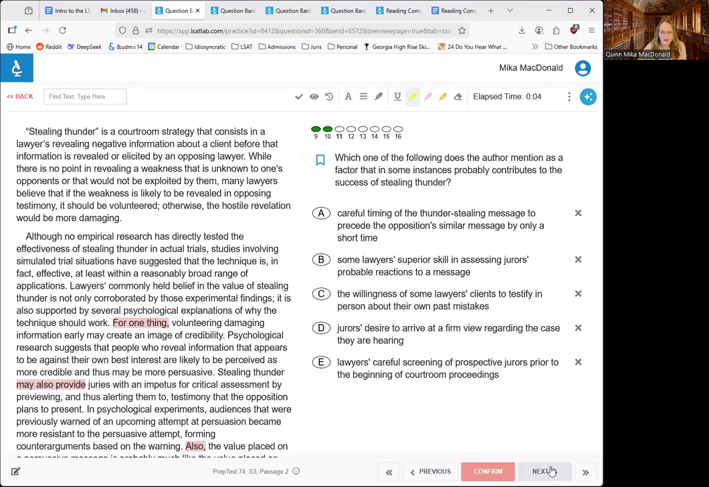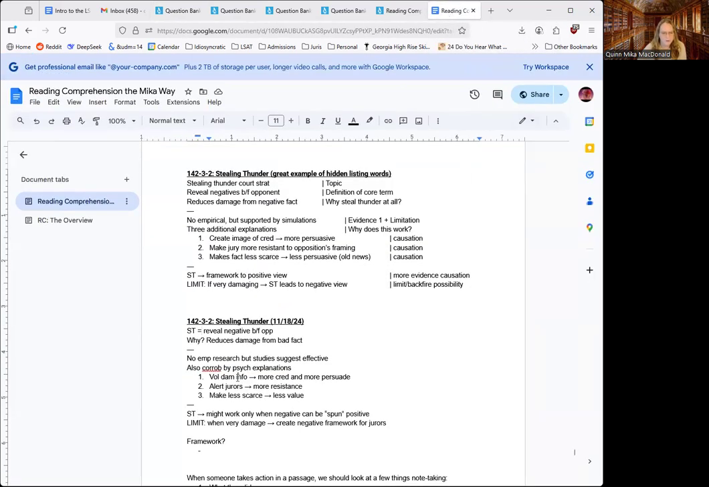Okay, now we actually have a detail-oriented question, right? This is something the author specifically said in the passage somewhere, right? So we could approach this in a couple of ways. The first is I feel confident that my notes are pretty strong here and that I captured the list well. So volunteering damaging info can make you more credible. Alerting jurors to the opposing side's views can make them more resistant to the framing of the opposing side. It can also make the info less scarce, and therefore people tune it out more to some degree.